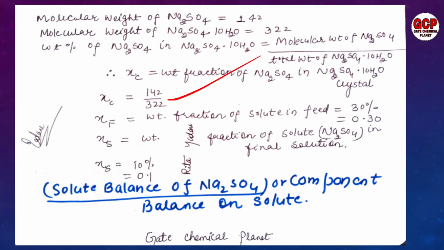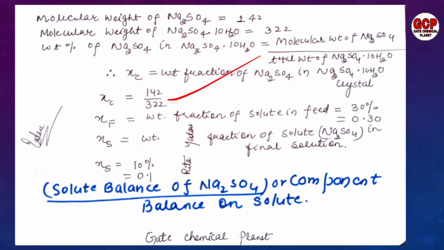And the value of XF is already given in the question. XF is 30%, so we can easily write it as 30 divided by 100 and we will get 0.30. In this way we can write XF. XS is the weight fraction of solute in the final solution, meaning in S.